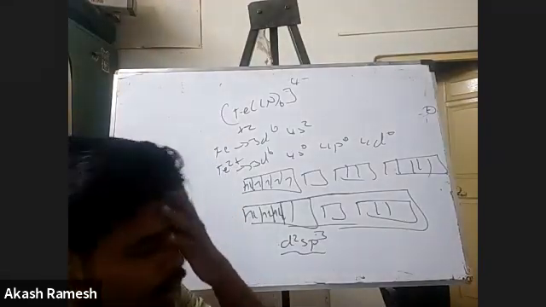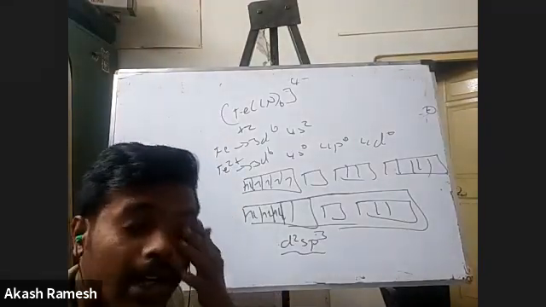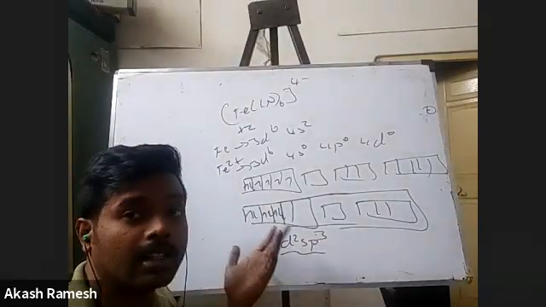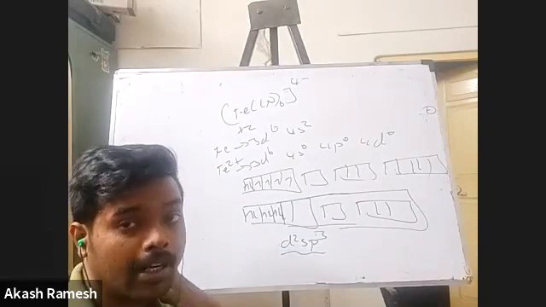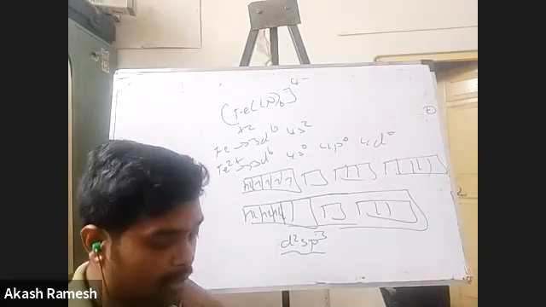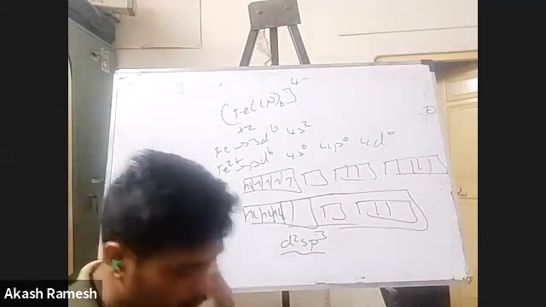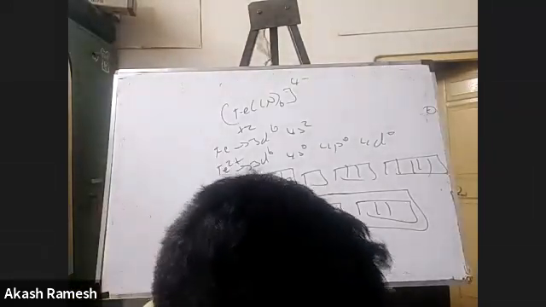Prove with the help of VBT that that complex is going to be an outer orbital complex or an inner orbital complex, or they say prove that it is going to have tetrahedral geometry or square planar geometry. This is how you'll be able to do it. Okay, right. So that's about valence bond theory.